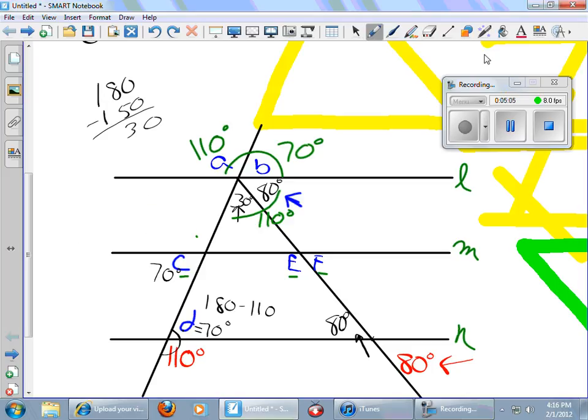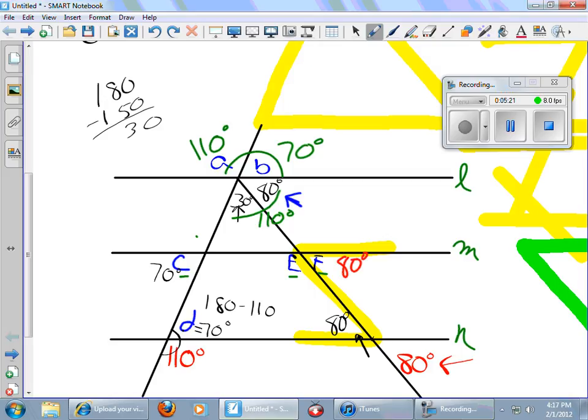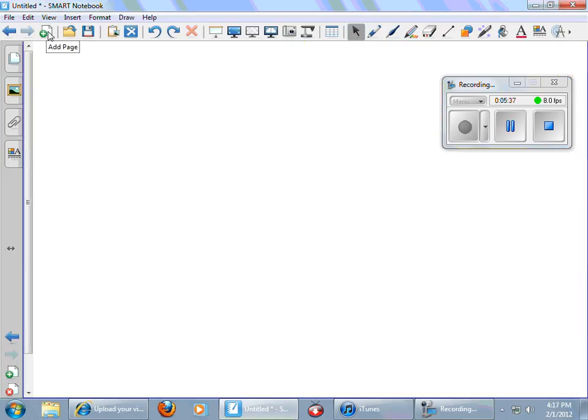But I could figure out F by using my Z. I could use my Z right here. And that means that F is an alternate interior angle with the 80, and therefore F must also be 80 degrees. Okay? And then I could use my half circle again. F and E must be 180. If F is 80, then E must be 100. And there we go. Okay, one more type of problem to review.